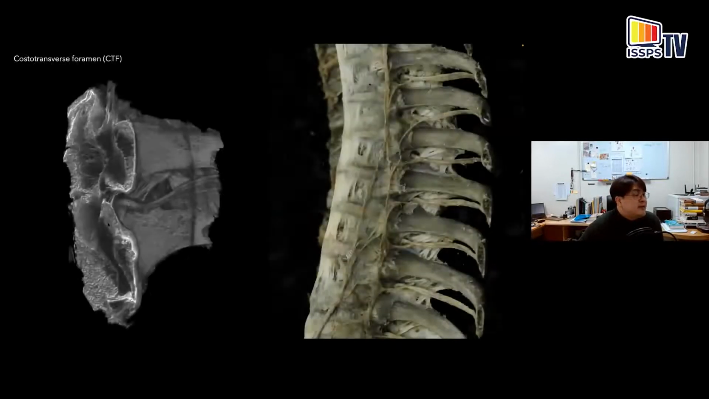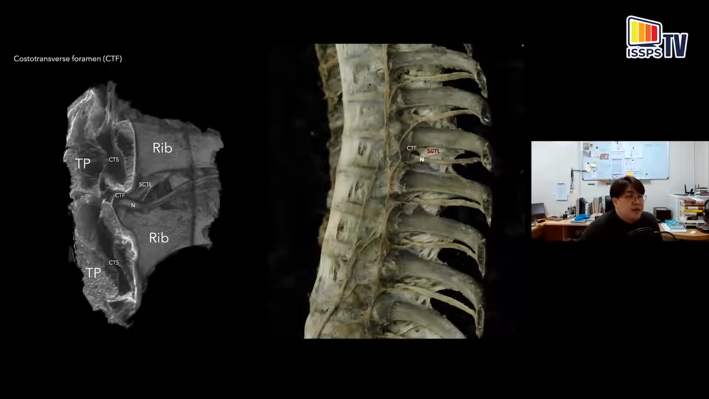The medial slit of the SCTL, previously known as the costal transverse foramen (CTF), was clearly shown in the micro CT and manually dissected specimen. The ventral rami of the spinal nerve were passing through the CTF. After exiting the CTF, the ventral rami connected with the communicating rami here.